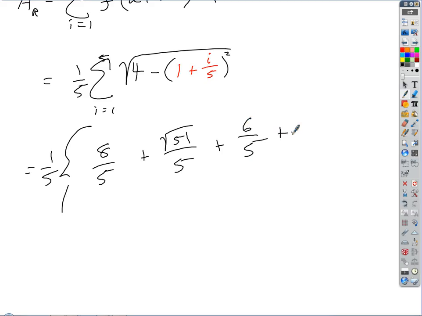Plus 4 is going to be root 19 over 5. Is that what we get? Yeah. Okay. Yeah, that's right. And then finally, 0. Right? So there's one sum.